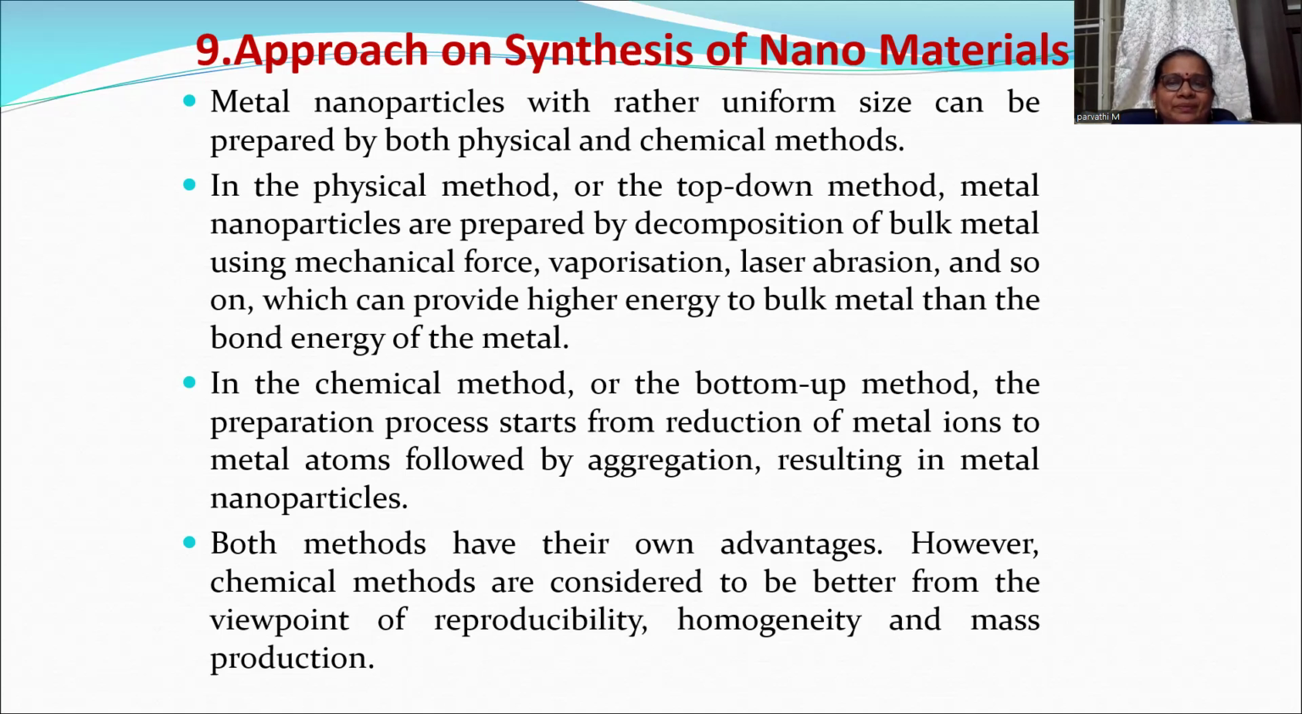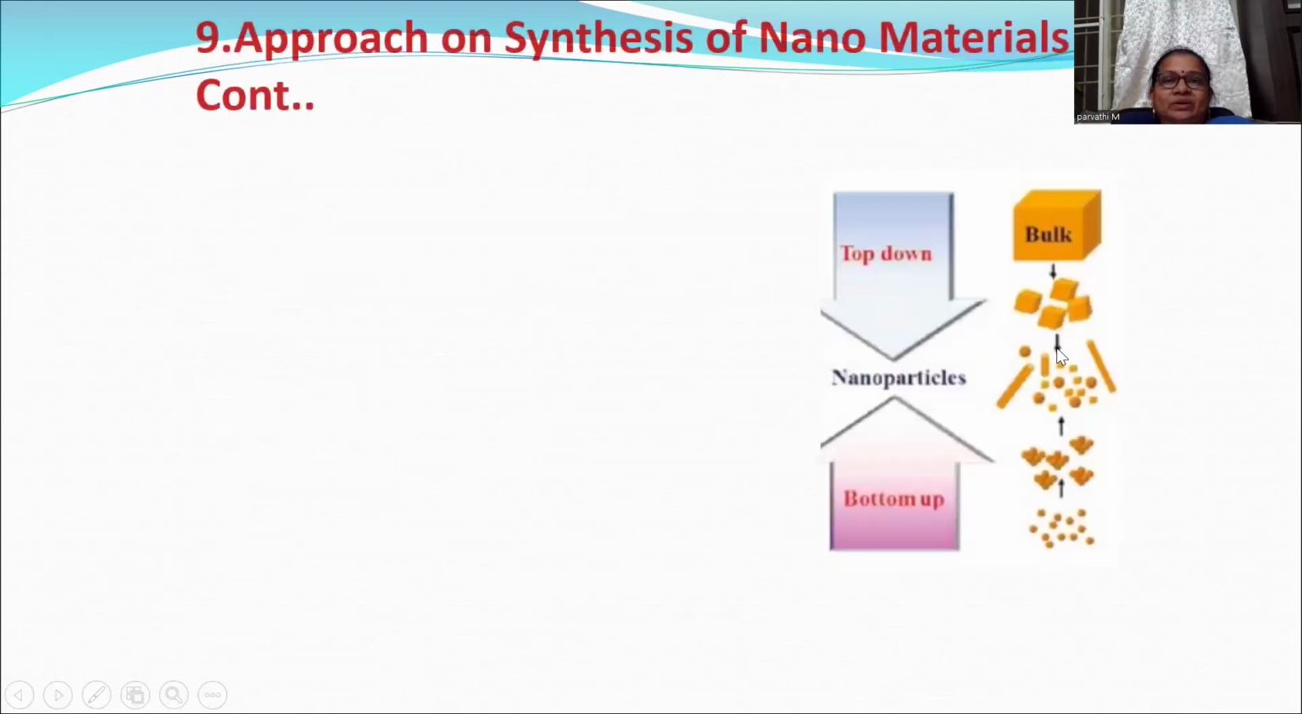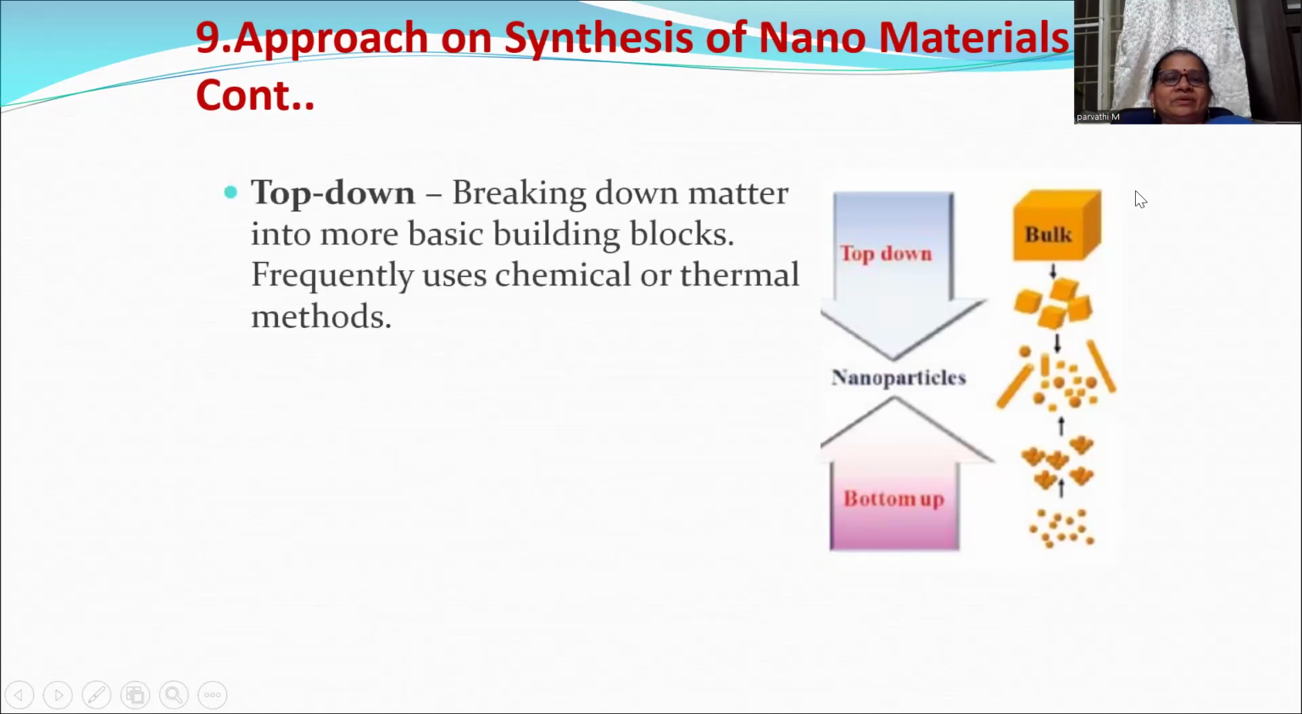It is bottom-up. Both methods have their own advantages. However, chemical methods are considered to be better from the viewpoint of reproducibility, homogeneity, and mass production. So that is the advantage of the bottom-up approach. So here, as an example, top-down is breaking down matter into more basic building blocks, frequently using chemical or thermal methods. So top-down nanoparticles, bottom-up: both will result in nanoparticles, but the process is different.